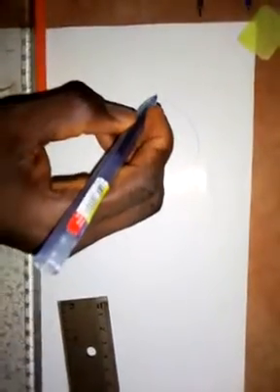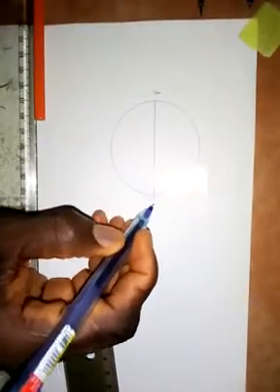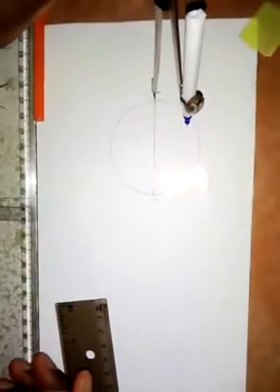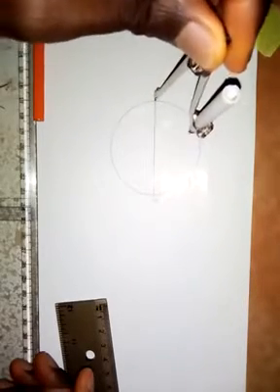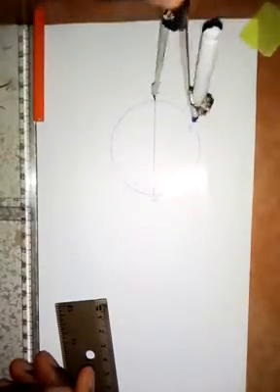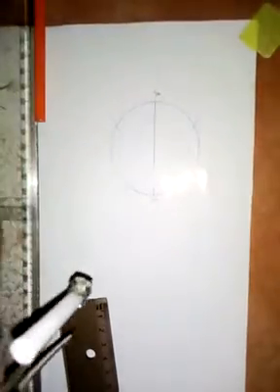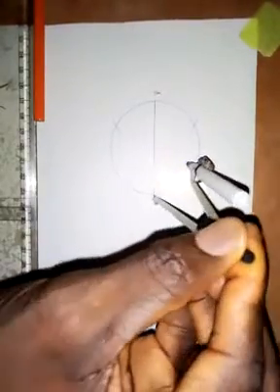So let me call this point A, and we call this point B. The diameter of the circle is labeled AB. I will take this 30 mm that I used to construct this circle, put it at point A, and strike an arc on the circle. Draw it up and draw it down. The same radius, you bring it to point B, and draw an arc up and down.